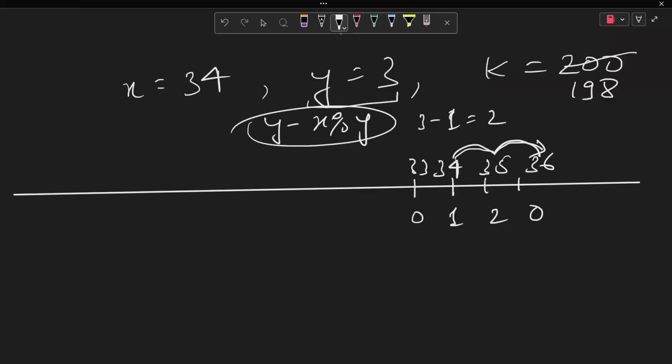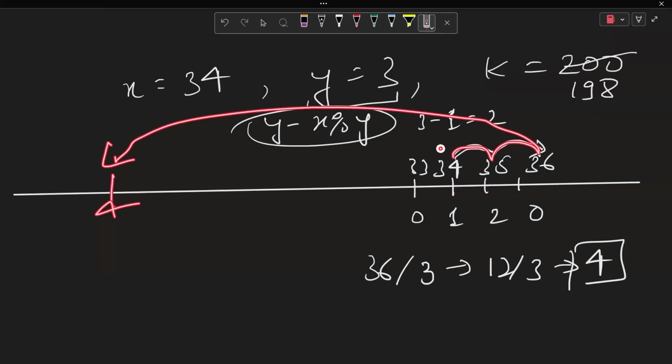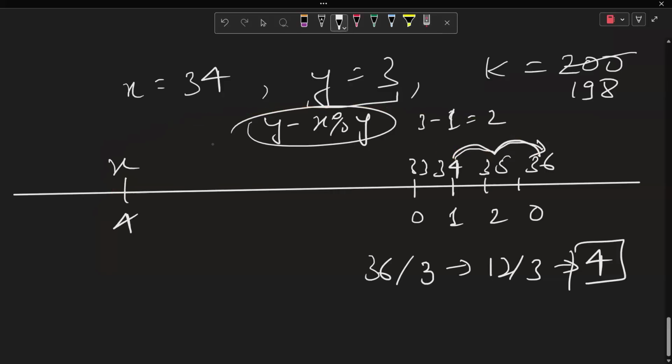That's the first thing I said, so I would reduce k by 2. And where are we reaching? From 36, we would divide by 3 and reach 12, divide by 3 and reach 4. So we are reaching 4. In one operation, we just perform these steps, and x goes from 34 to 4. So this 34 is reduced to 4.